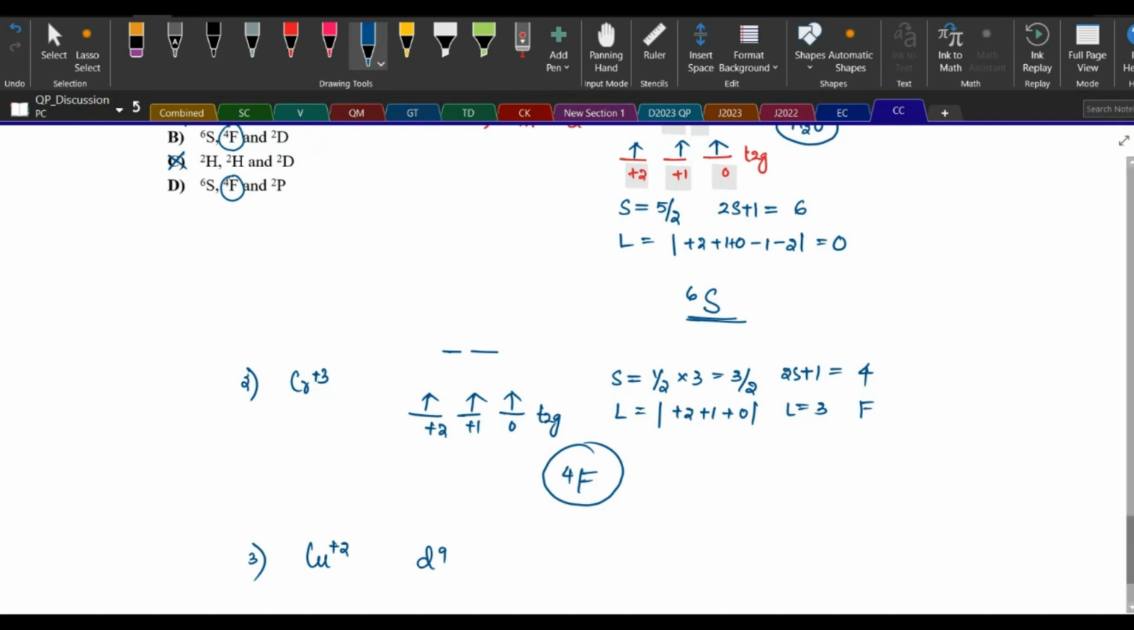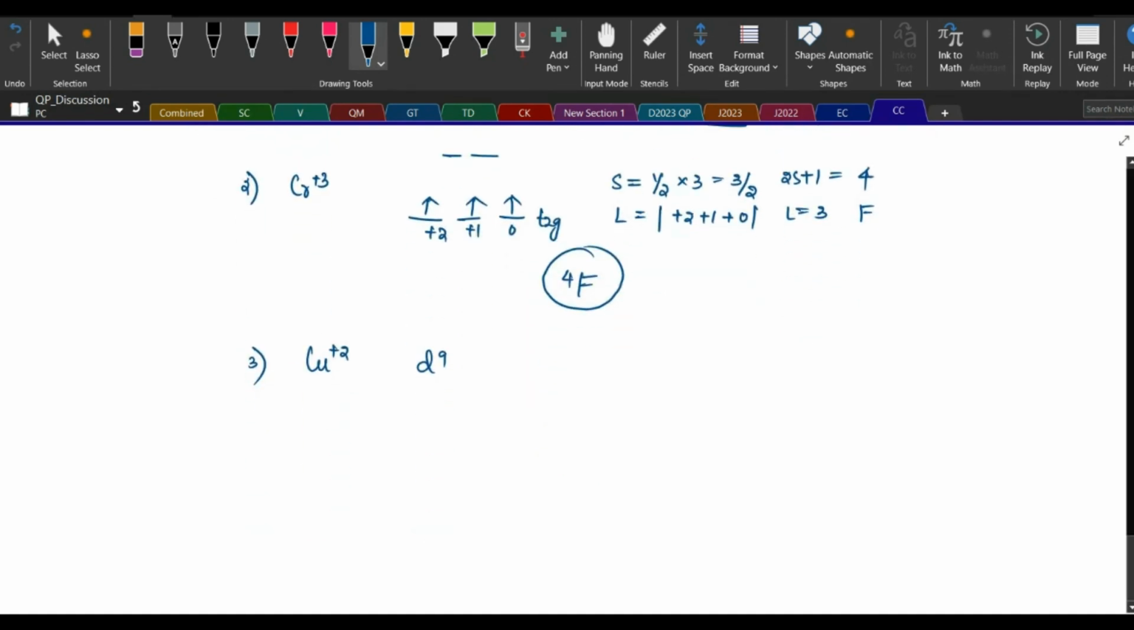Okay. And you can ask doubts in between, no problem. So t2g, eg, d9. So you have 1, 2, 3, 4, 5, and 6, 7, 8, 9. 9 electrons in a d9. This is plus 2, plus 1, 0, minus 1, minus 2.